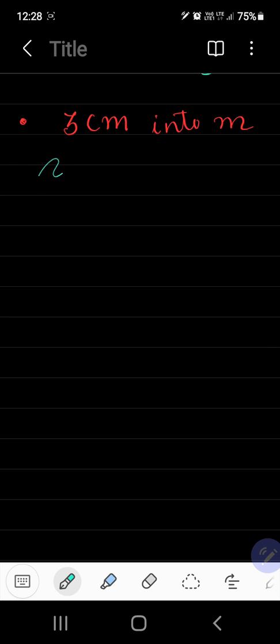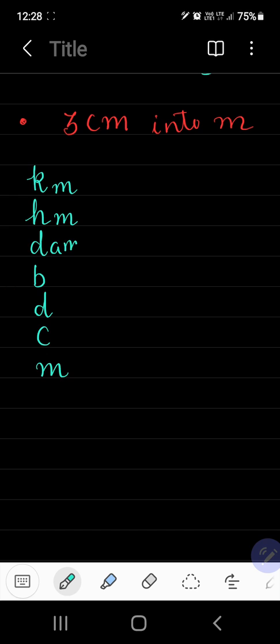So it is King Henry died by drinking chocolate milk. So since the basic unit is meter, it will be kilometer, hectometer, decameter. Basic unit is meter. Then we have decimeter, centimeter and millimeter. Children, don't get confused between decameter and decimeter. The short form of decameter is DAM and the short form of decimeter is DM.